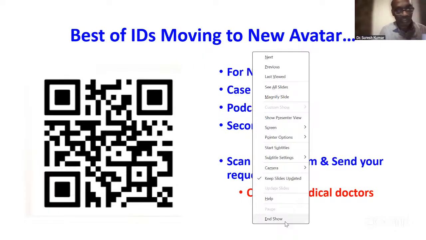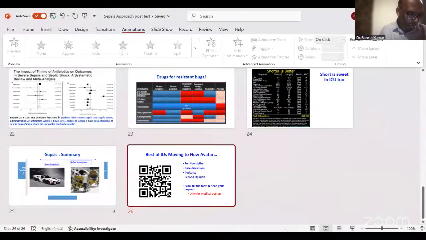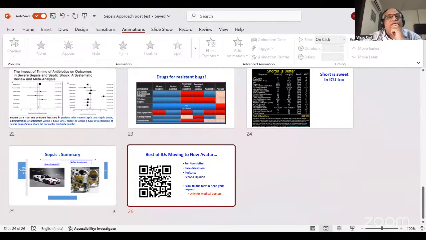So the first question, Dr. Vikas. Yes, sir. Which is the best screening test for sepsis? I think you've already answered it in your slide. You also mentioned it there, yeah. Yes. You can go ahead, sir.